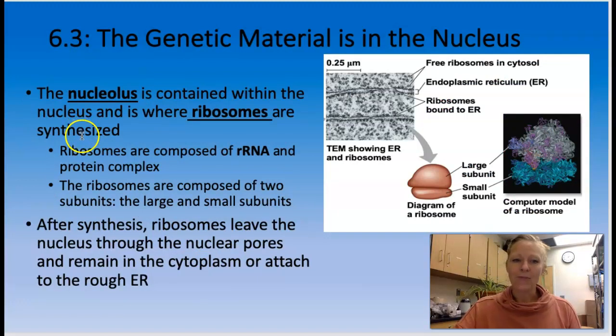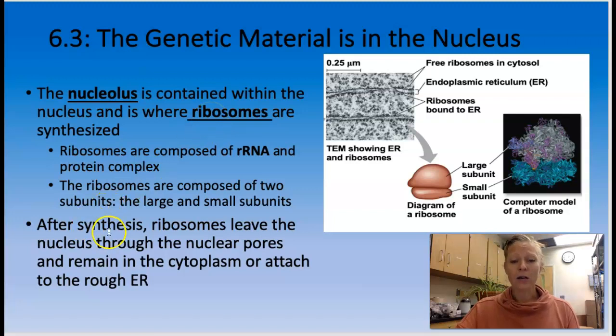Inside the nucleus, we have the nucleolus, which is where ribosomes are composed. And ribosomes are a really cool, interesting structure, not technically an organelle. They're not a membrane-bound organelle. And so they are composed of rRNA and a protein complex. And so they are made inside the nucleolus, which is inside the nucleus. So about 1/3 of the nucleus is the nucleolus, which is where ribosomes are composed.